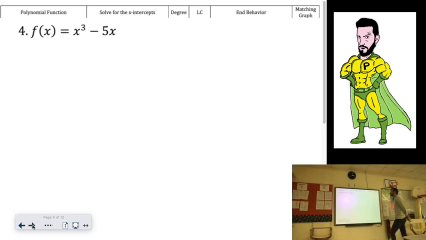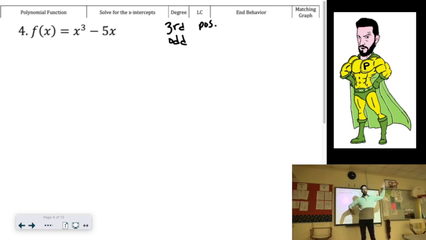All right, number 4, we've got x cubed minus 5x. Now, we can solve for those in a second, but let's get some of the stuff that we know. We know it's to the 3rd degree, which means it's odd. Its lead coefficient is positive 1. So if it's odd and it's positive, that means it starts low and ends high.